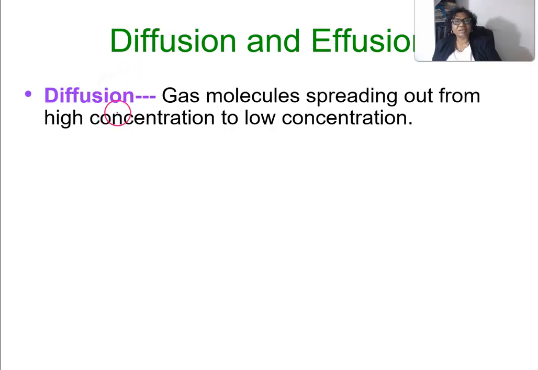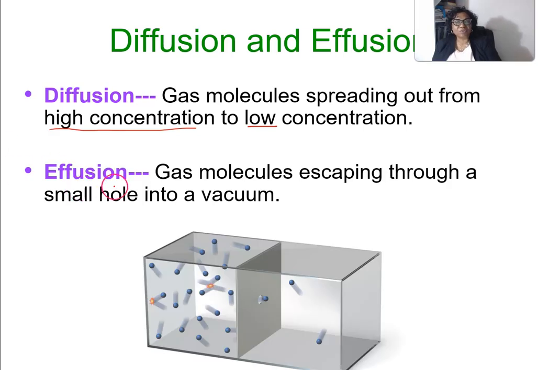So we'll talk about diffusion and effusion. What's the difference? Diffusion: gas molecules spread out from high concentration to low concentration. When gas molecules move from an area of high concentration of the gas to an area of low concentration, that's diffusion. But effusion: gas molecules escape through a small hole into a vacuum. That's effusion.